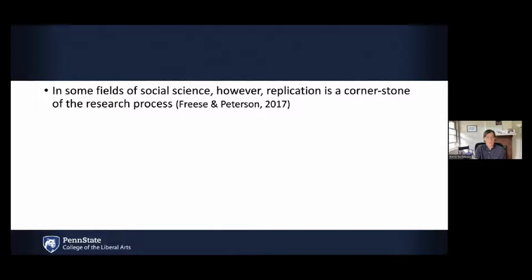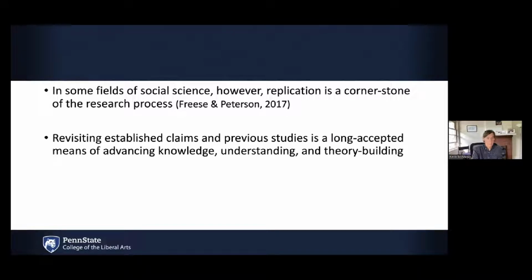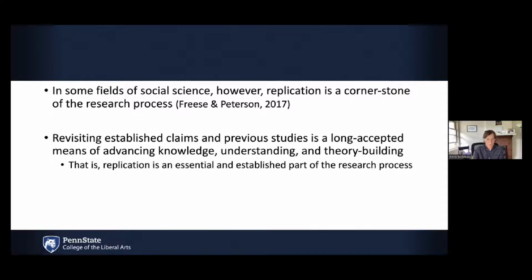Now, this does contrast with some other disciplines in social science where replication is a cornerstone of the research process. What we mean by that is that an integral component of doing research is revisiting well-established claims, and critically evaluating and repeating the methodologies of those previous studies is understood to be a long accepted means of advancing knowledge, understanding, and theory building.